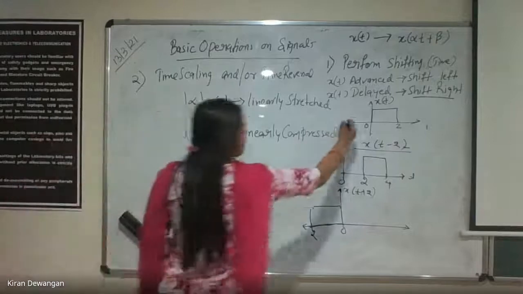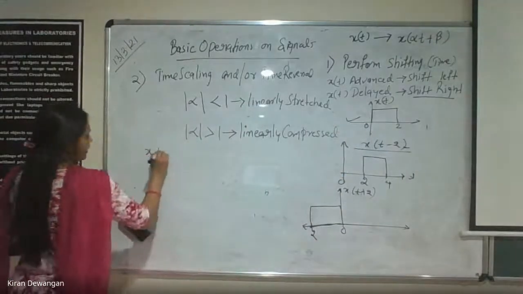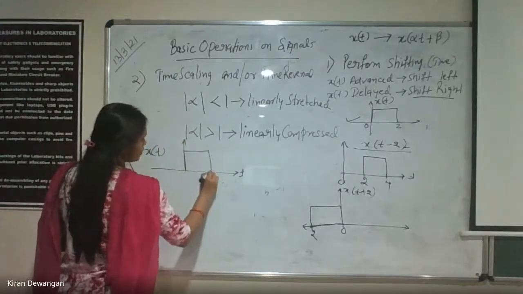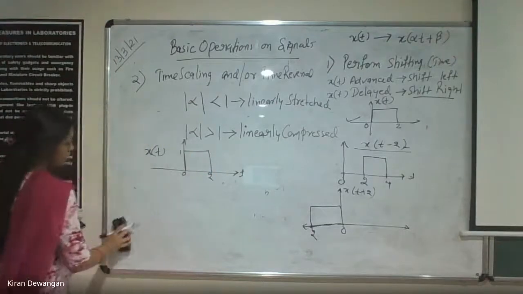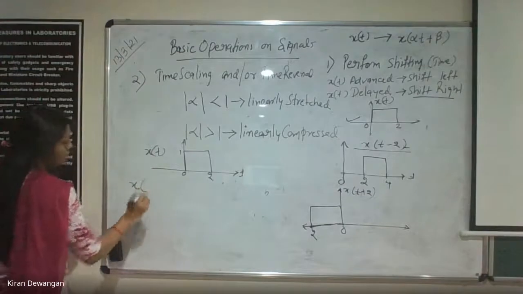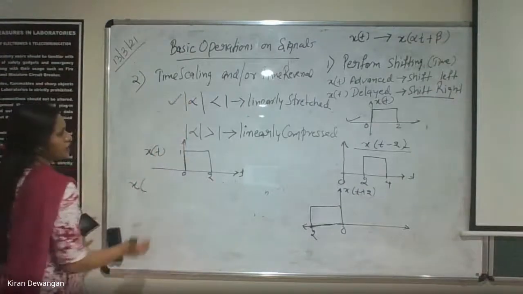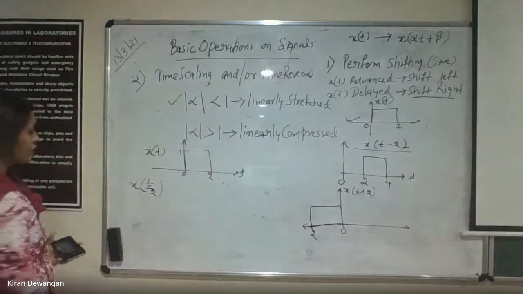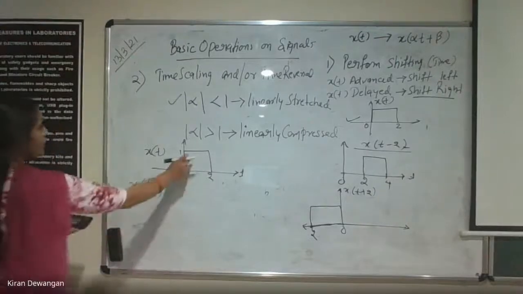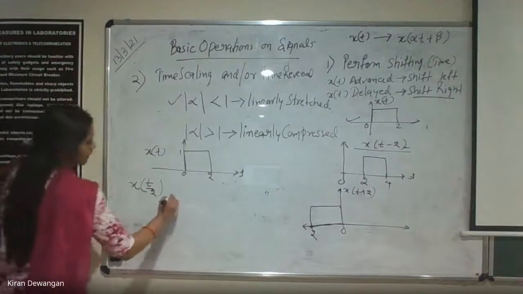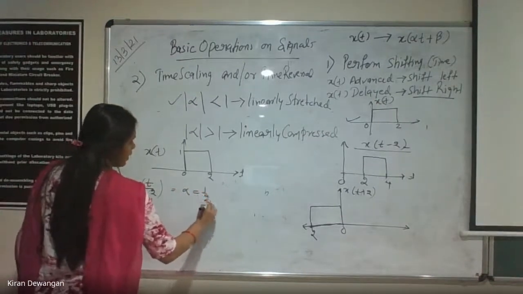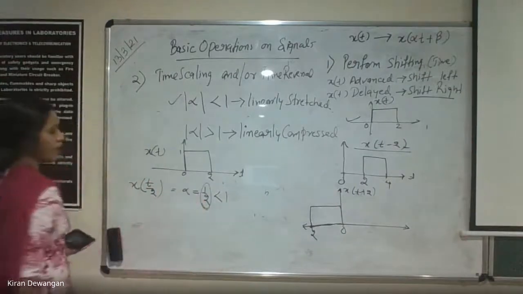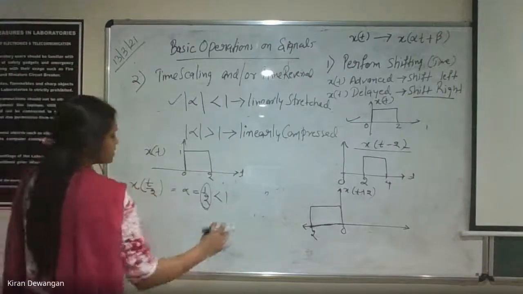Now let us take this example again. Let us take my xt is this one, t starts with 0, ends up at 2 and the value is 1. Now if I have to perform x of t by 2, the first condition, alpha is less than 1. If I have to plot x of t by 2 for this xt, what is the alpha? Here alpha is 1 by 2, which is less than 1. So by a factor of 1 by 2, it will be linearly stretched.